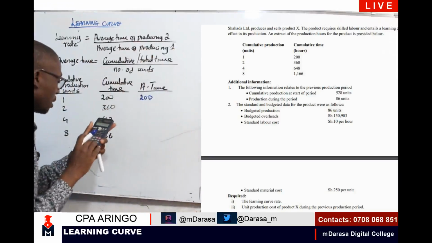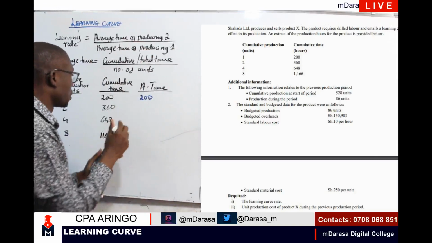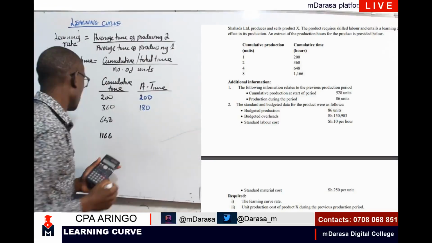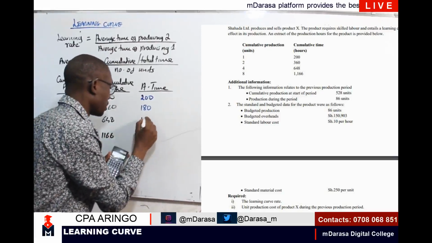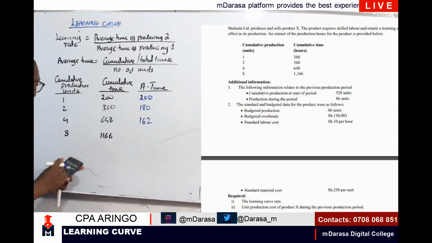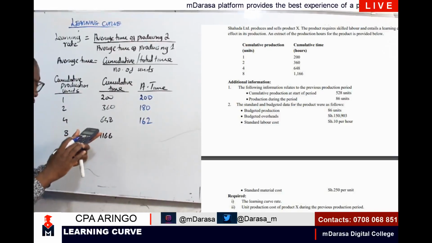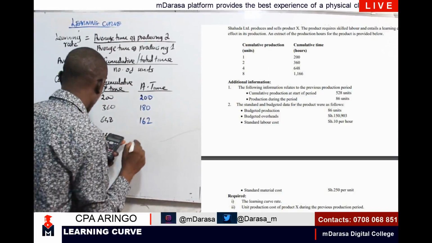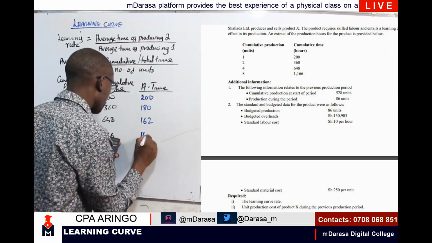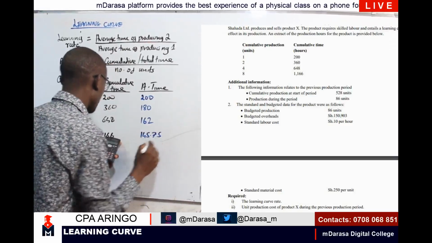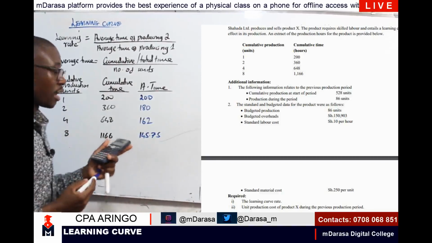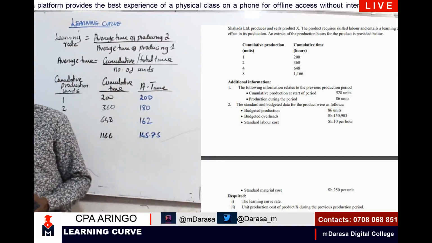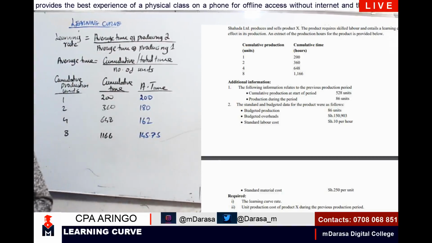Proceed to the second one. 360, we divide by 2, that should give us 180. 648, we divide by 4, that should give us 162. I'm just dividing them, right? Then 1166, we divide by 8, that should give us 145.75. So basically, that is what we do have.